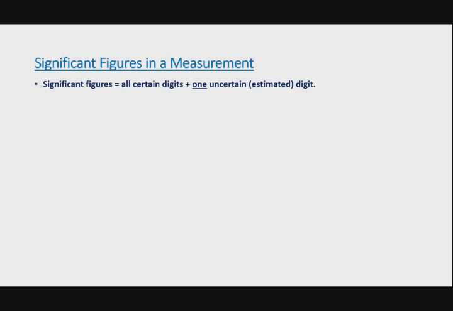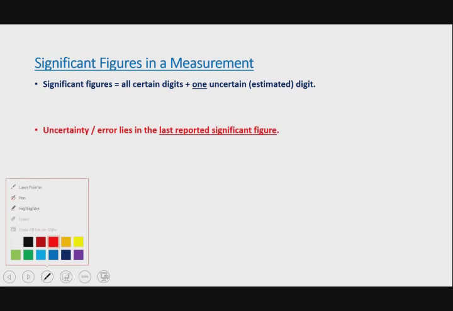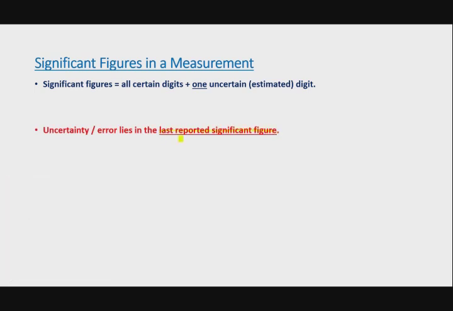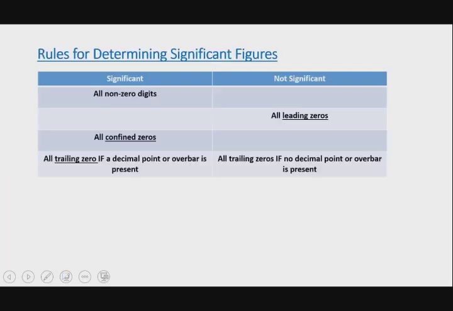The uncertain digit that's at the end, the last digit, is the estimated digit. This is where the error lies. The error always lies in the last reported significant figure, and that's very important for us to remember. Okay, so how do we determine the number of significant figures in a certain measurement?